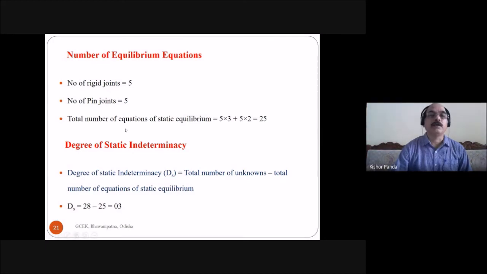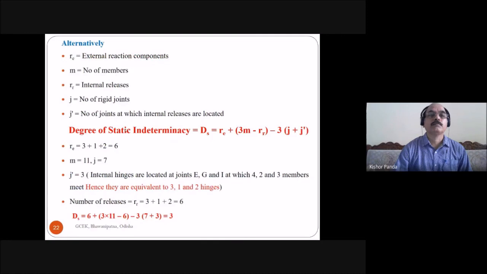Alternatively, you can also find this using this relation. DS is equal to RE plus 3M minus RR minus 3J plus Z dash. So RE is equal to 3 plus 1 plus 2, 6 reactions. M is equal to 11.